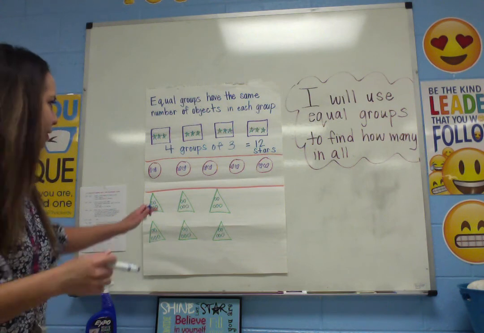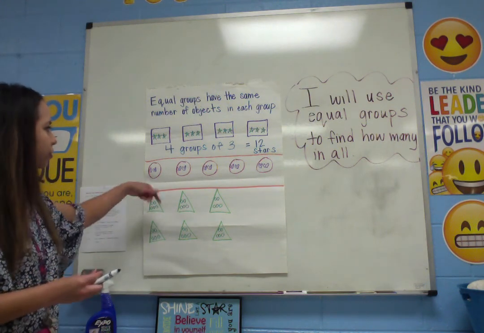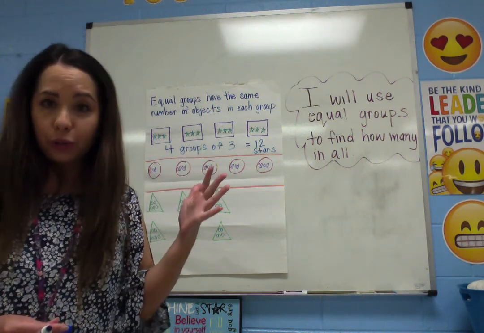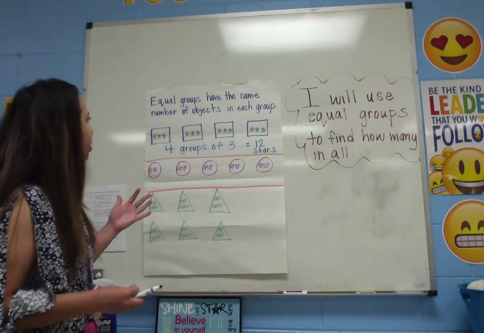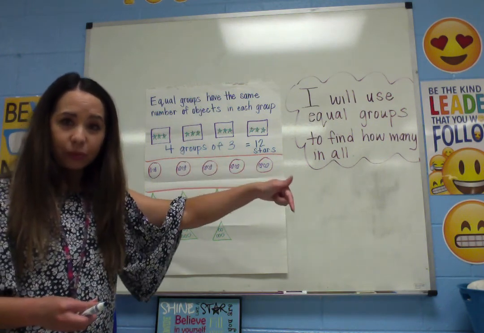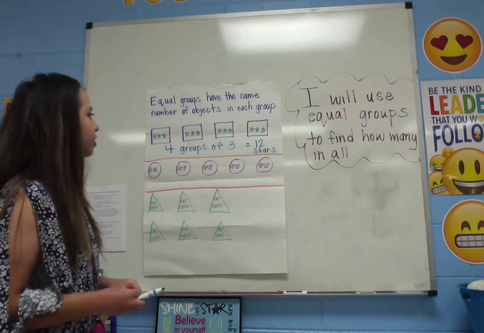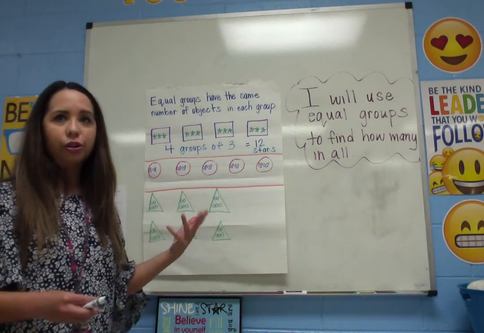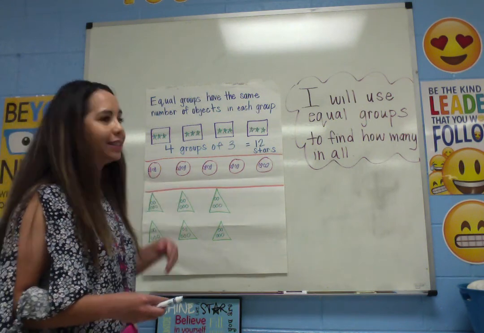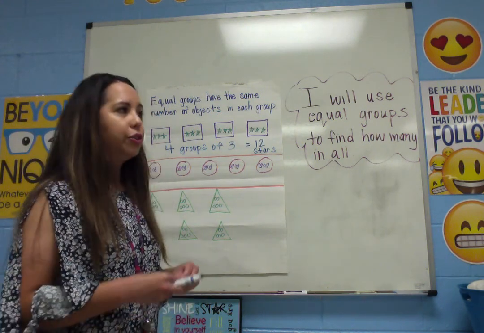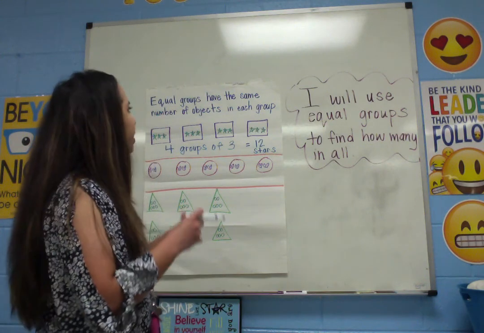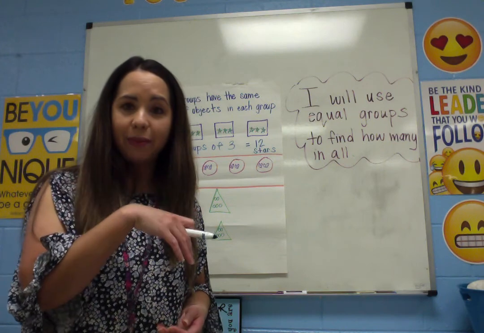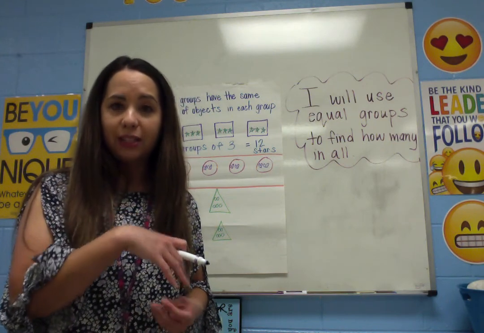Okay, let's look at this second one. I drew circles with hearts inside, okay? So the circles represent my groups, and the objects in each of those groups, in each of the circles, are the hearts. Notice that these groups represent equal groups because there are 2 hearts in each group, okay? When you think about multiplication, we have to work with equal groups, and there has to be the same exact number of objects in each group.